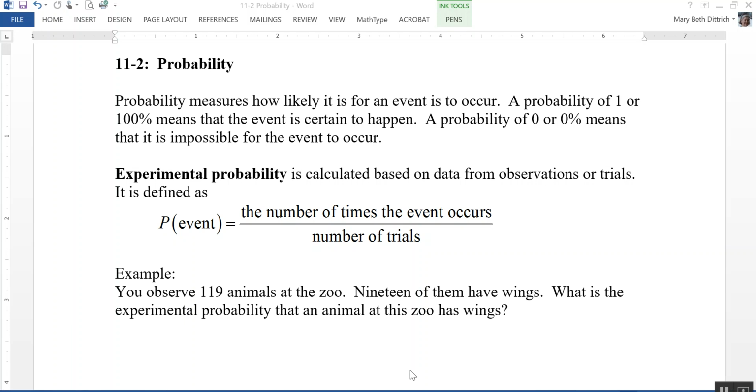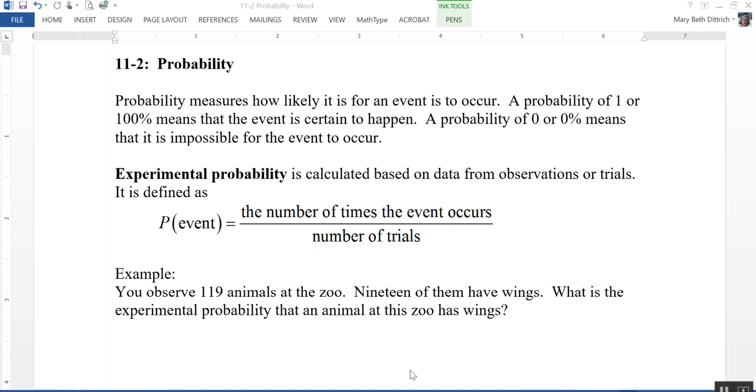Section 11.2 is on probability. Probability measures how likely it is for an event to occur. A probability of 1 or 100% means that the event is certain to happen. A probability of 0 or 0% means that it is impossible for the event to occur.